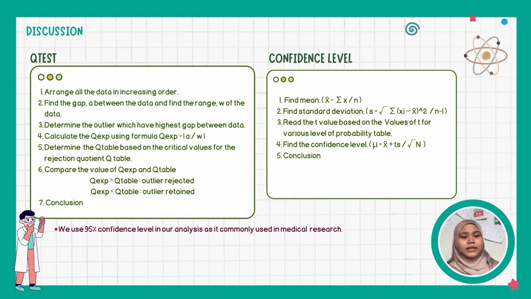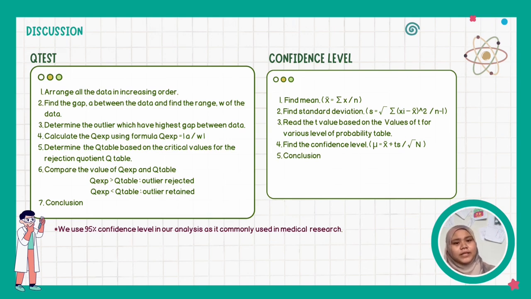Next, compare the value of the Q experiment and Q table. If the Q experiment is more than Q table, the outlier has to be rejected. But if the Q experiment is less than Q table, the outlier has to be retained. Lastly, the conclusion.